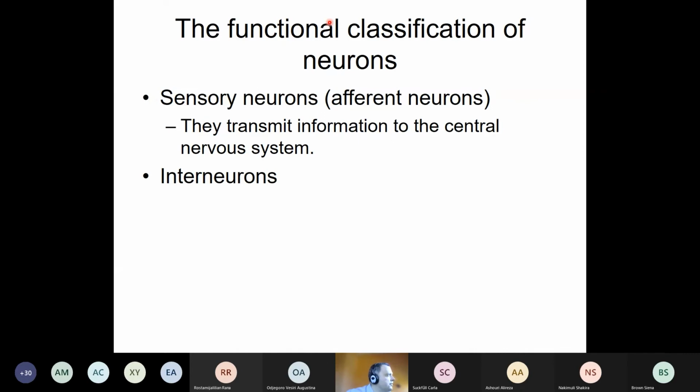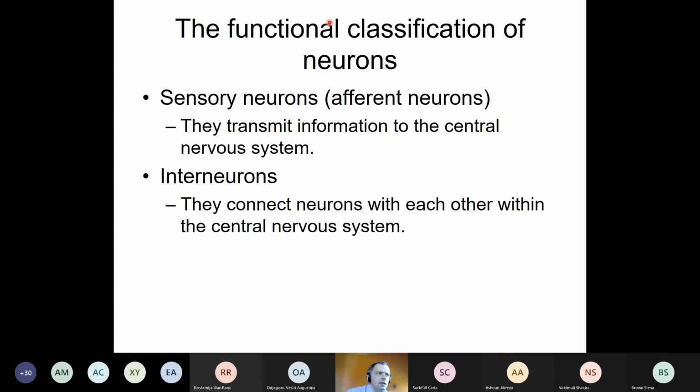Inside the central nervous system, we have neurons which allow the communication between nerve cells. They interconnect nerve cells with each other. Therefore, they are designated as interneurons. We don't talk about these in detail today. I will show you a bit later a scheme where you can see them, but it's not the main topic today.